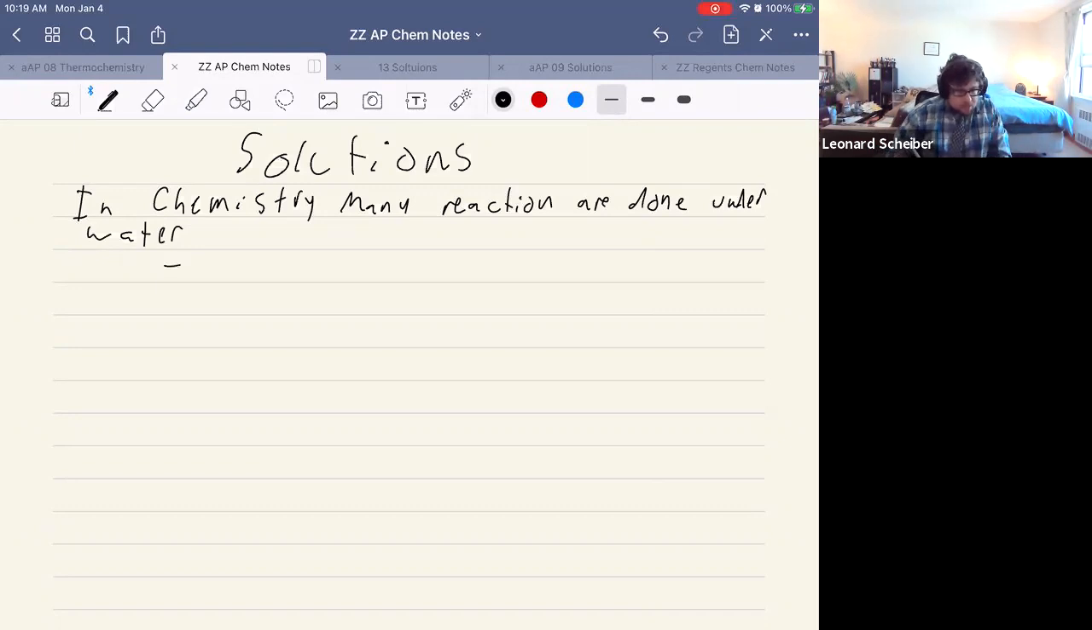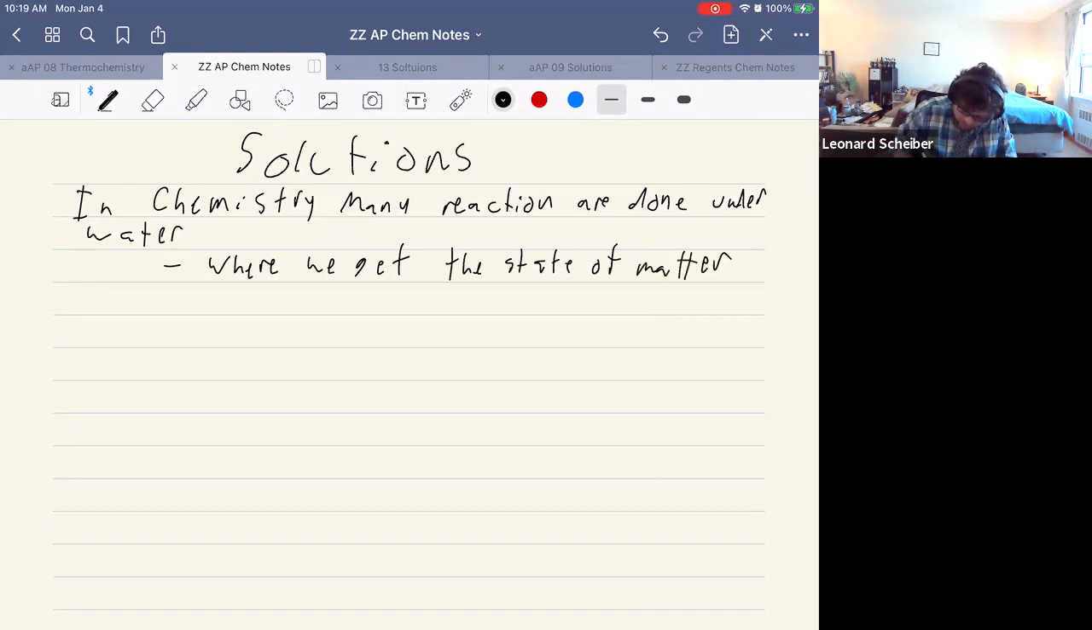That's where we get the state of matter aqueous. It's the whole point of calling aqueous a different state of matter: liquid, solid, gas, aqueous. It's because we just kind of say that everything's done underwater. So let's do some definitions.